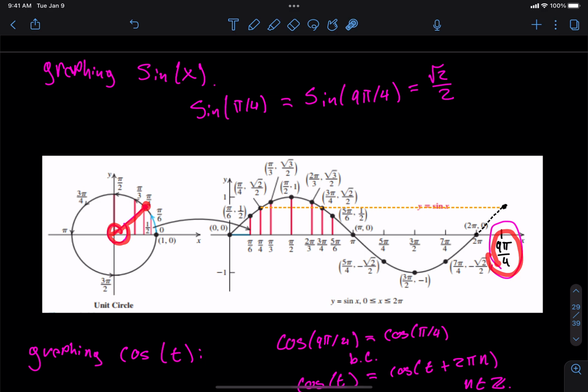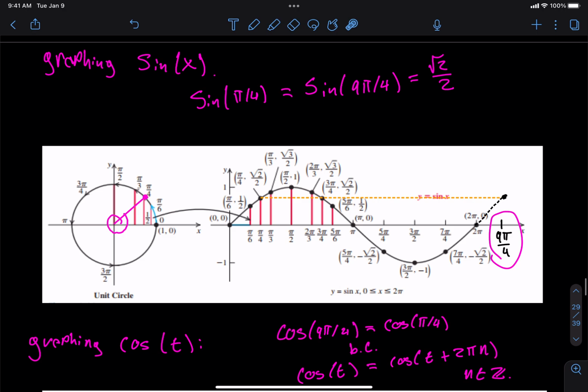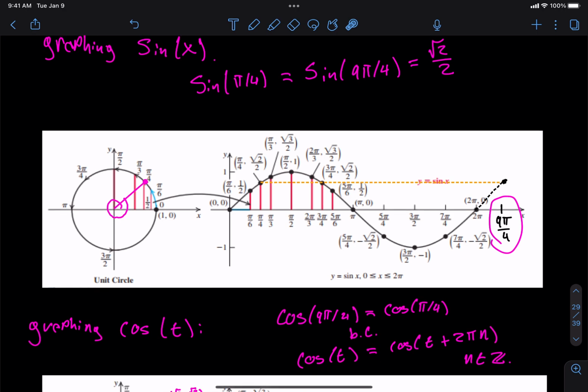It's the same as the angle pi over 4 because, well, it's not the same. I shouldn't say the word same. What is the word I should use? It's coterminal. Very good. It's coterminal to this angle pi over 4, which just goes up a little bit. They both point at the same point on the unit circle, so the output of the trigonometric functions will be the same. So sine and cosine are periodic functions.